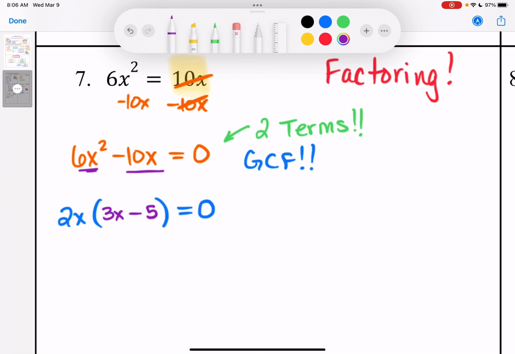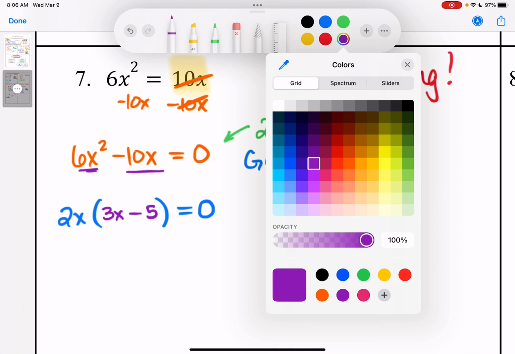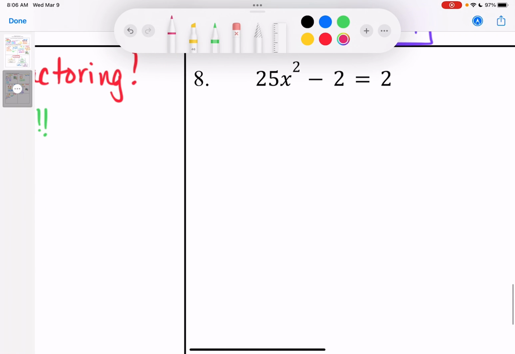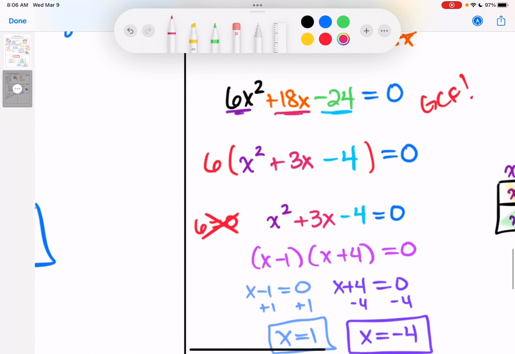All right, now I have 2 factors again, right? They look a little bit different because I have a GCF. So I take my first factor, and that's 2x, and I set it equal to 0 to make my little mini equation. Now notice, do not cross this off because there's an x in there. I can solve for x. The difference with the last one was that this didn't have an x, right? It was just 6 equals 0. 6 can never equal 0.